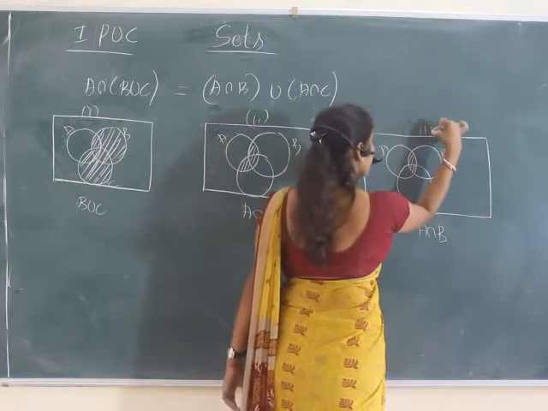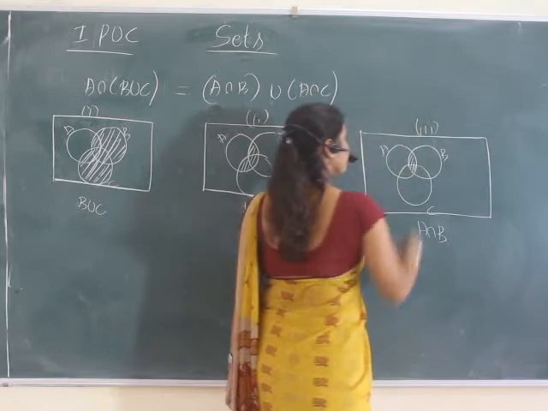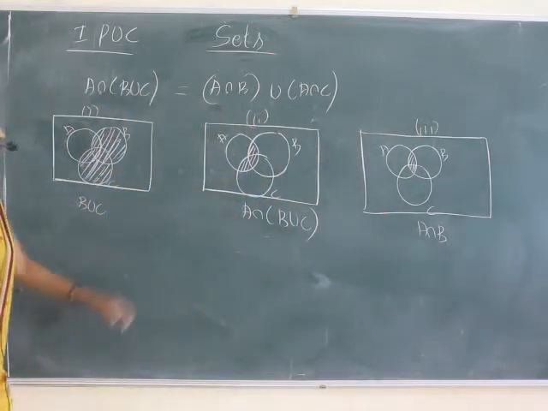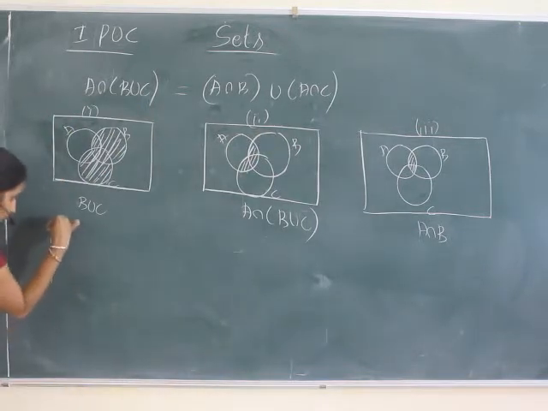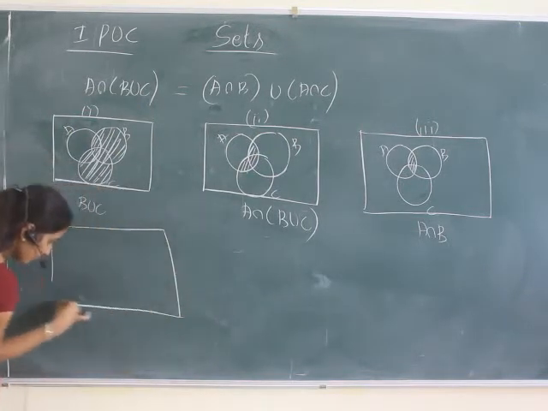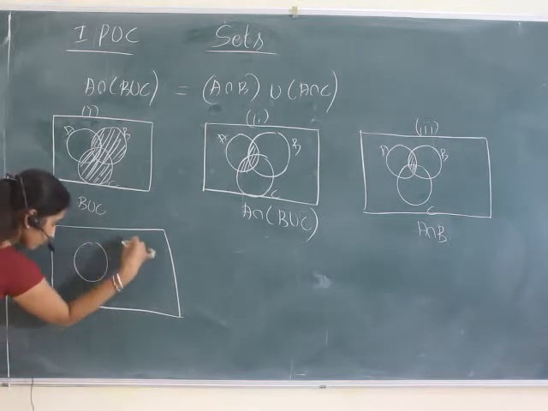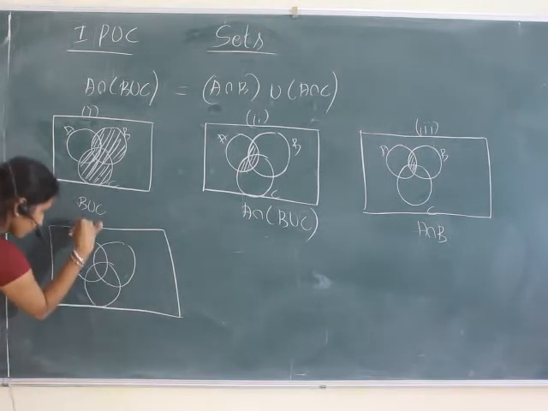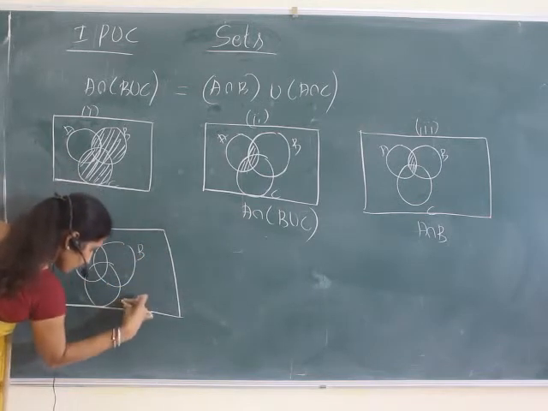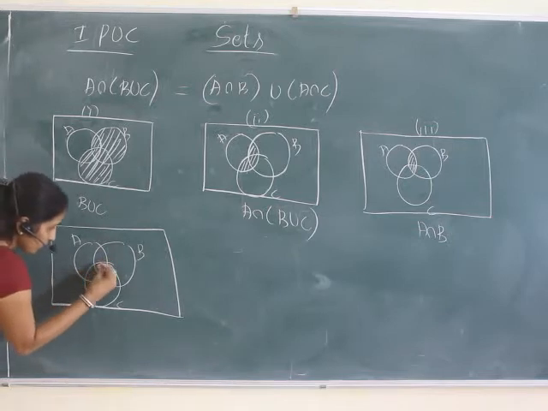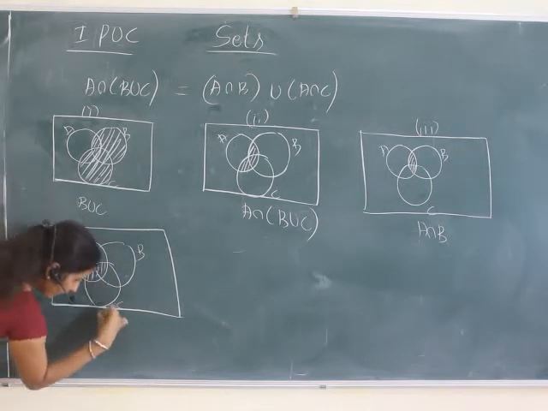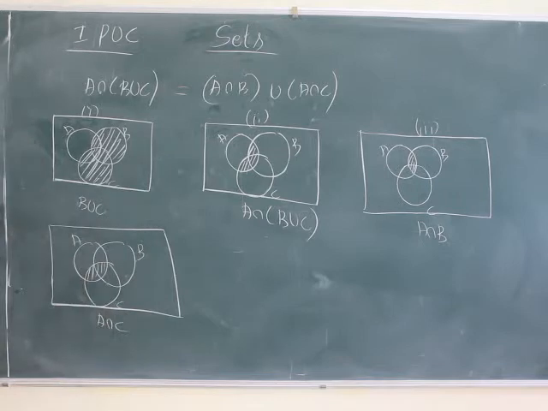This will be the third one. Next I have to show A intersection C, the intersection between A and C, that means the common region between A and C. So A is here and C is here, so the common region is only this, A intersection C.